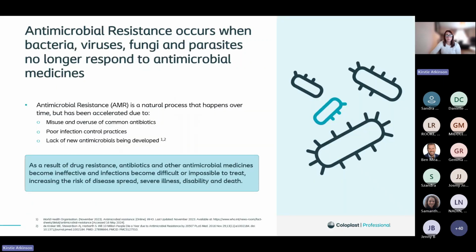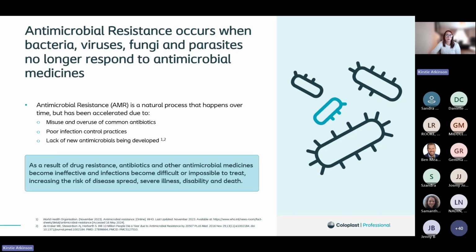Now, today's session is on antimicrobial stewardship in wound care, but what comes with antimicrobial stewardship is antimicrobial resistance. Antimicrobial resistance is a natural process that happens over time, and it occurs when bacteria, viruses, fungi and parasites no longer respond to antimicrobial medicine. That can be down to misuse and overuse of antibiotics, so not getting them when we're supposed to and when we actually need them. Or it can also be down to not finishing a course of antibiotics. So if you've been given a 7-day course of antibiotics, and you start feeling better on day 4 and stop taking them, that can also lead to antimicrobial resistance.